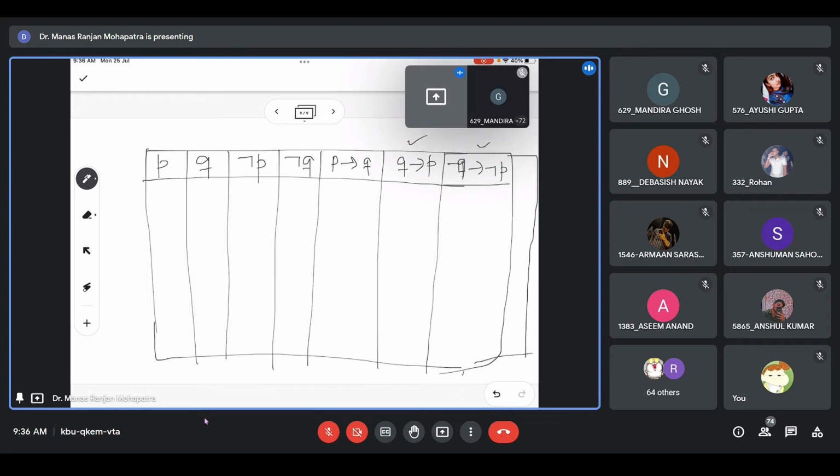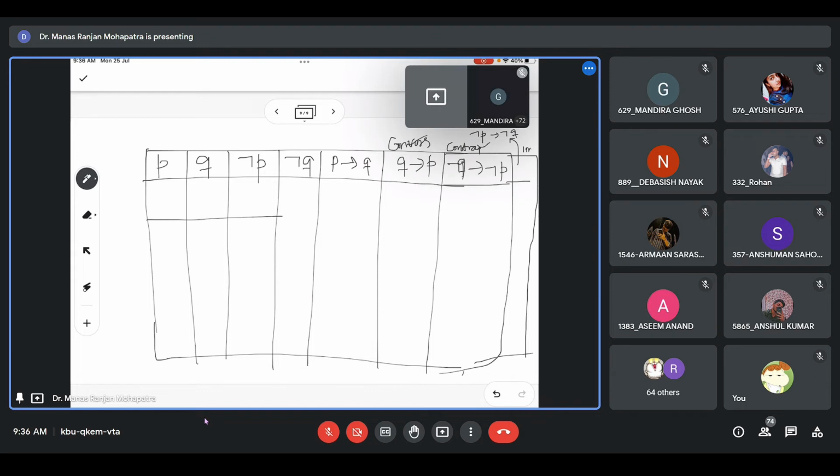So this one I'm writing for negation P implies negation Q. Okay, so this one is the converse, this one is the contrapositive, and the last one is the inverse.